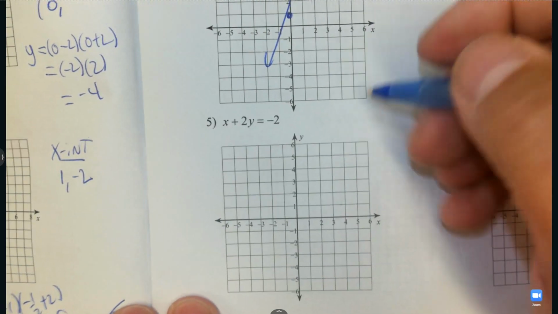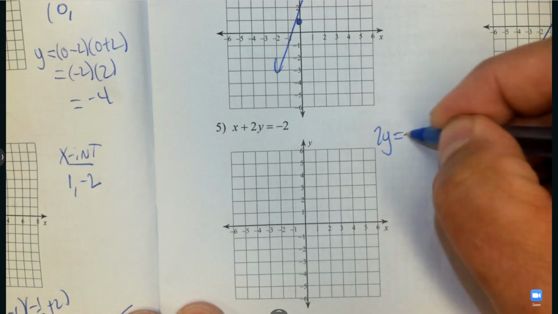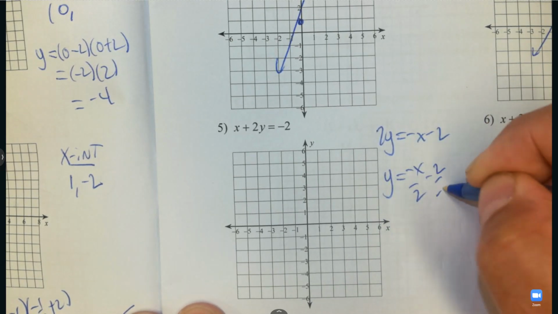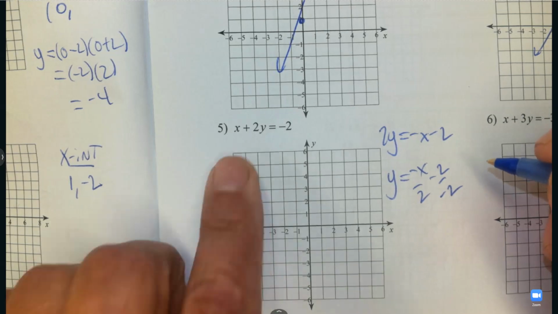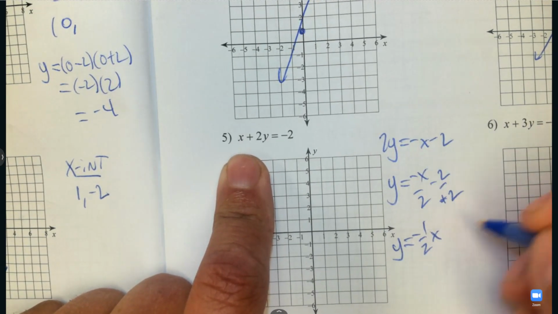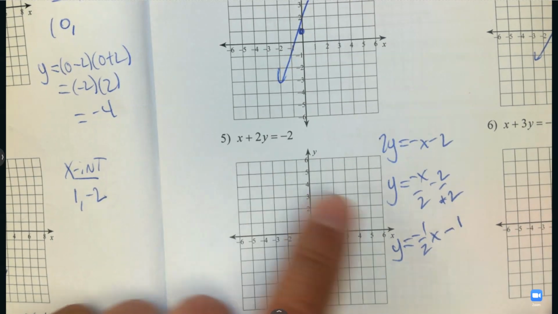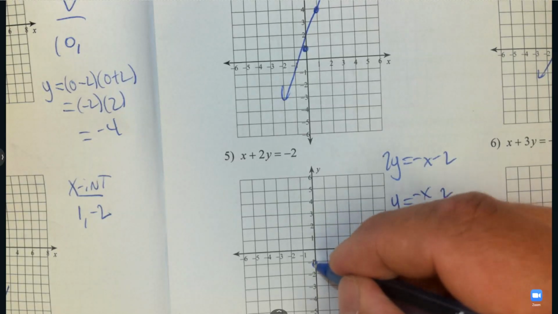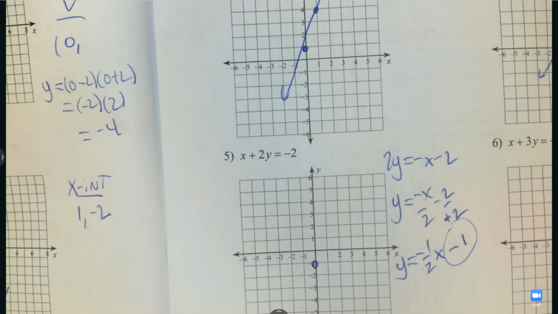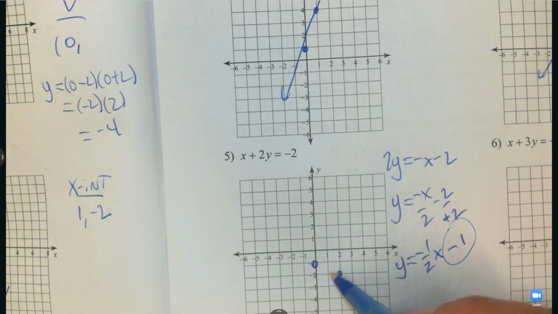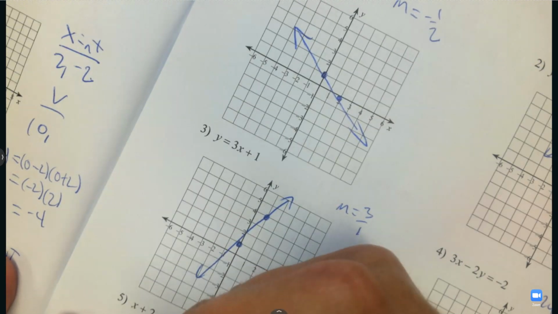All right, number 5. We're going to subtract x and then divide everything by positive 2. So if I simplify it, I get negative 1/2 x, and that's minus 1, because a negative divided by a positive is negative. That's where I start, at negative 1, and then I go down 1 and to the right 2. So from this, I go down 1 and to the right 2, and then draw your line.